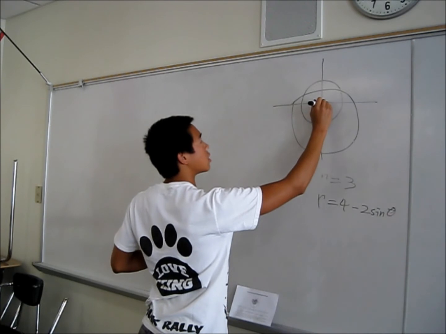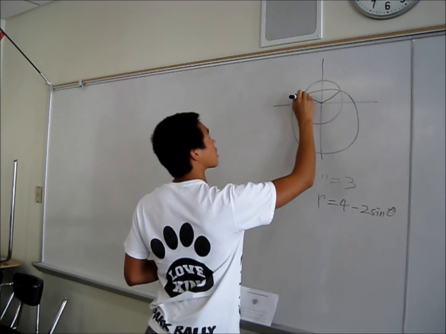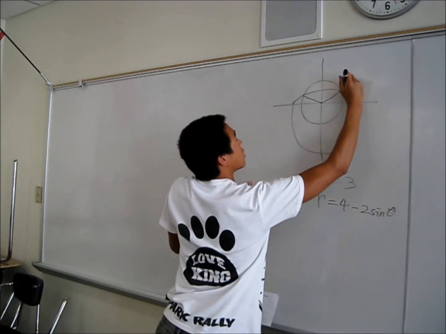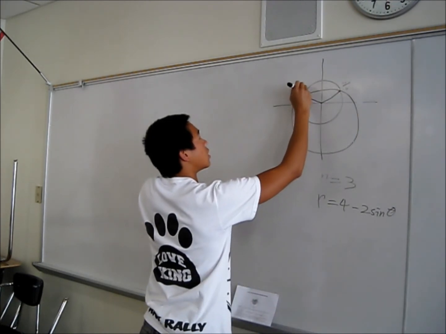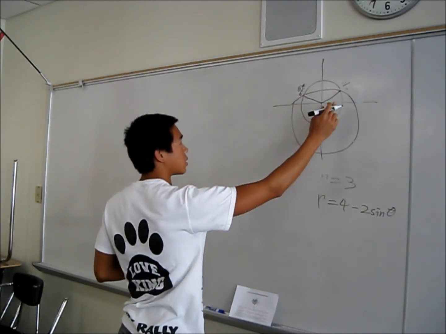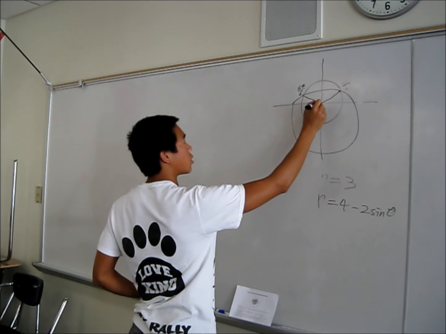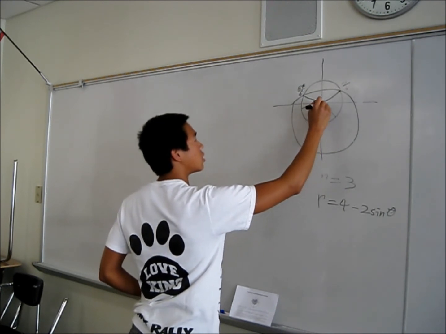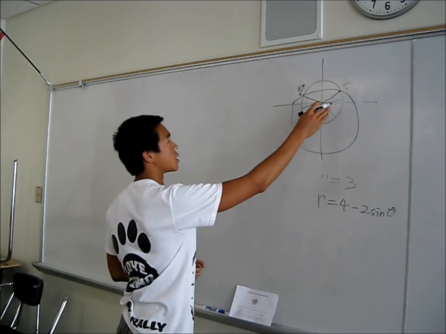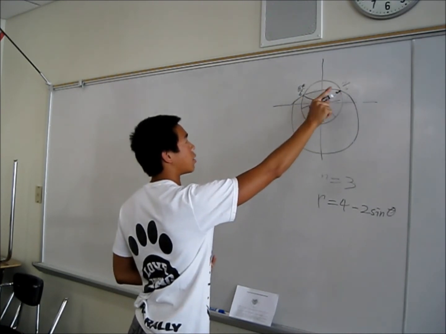Now the area of 4 minus 2 sine theta would be this section where they intersect, and it's given that they intersect at the points pi over 6 and 5 pi over 6. So that's the area for 4 minus 2 sine theta, and the area for r equals 3 is out here. So it would be from 5 pi over 6 to pi over 6, or you could take the entire area of the circle and subtract from pi over 6 to 5 pi over 6.